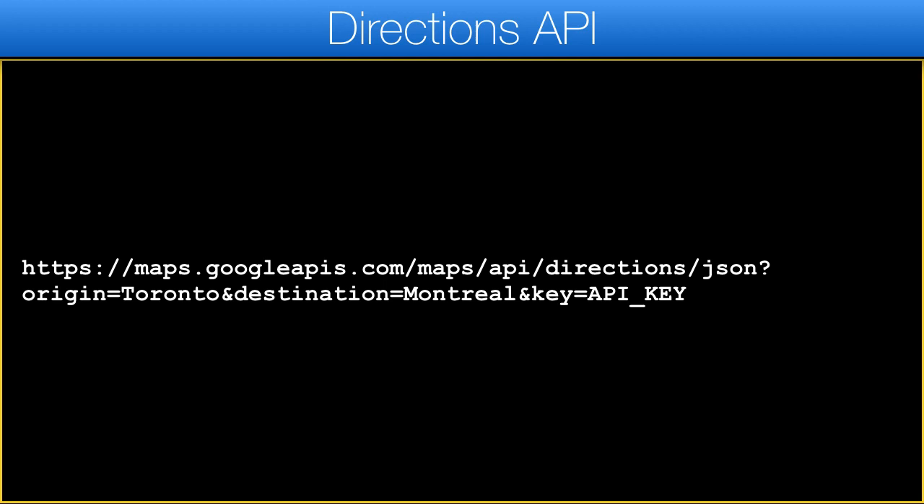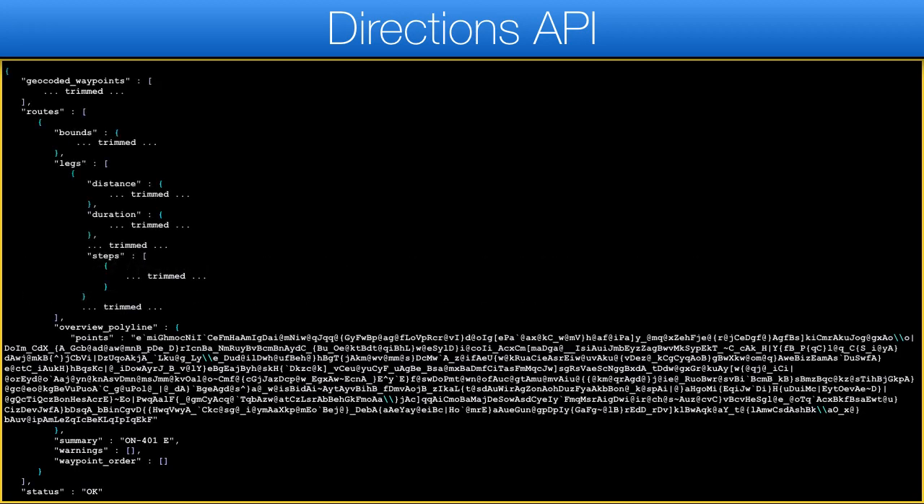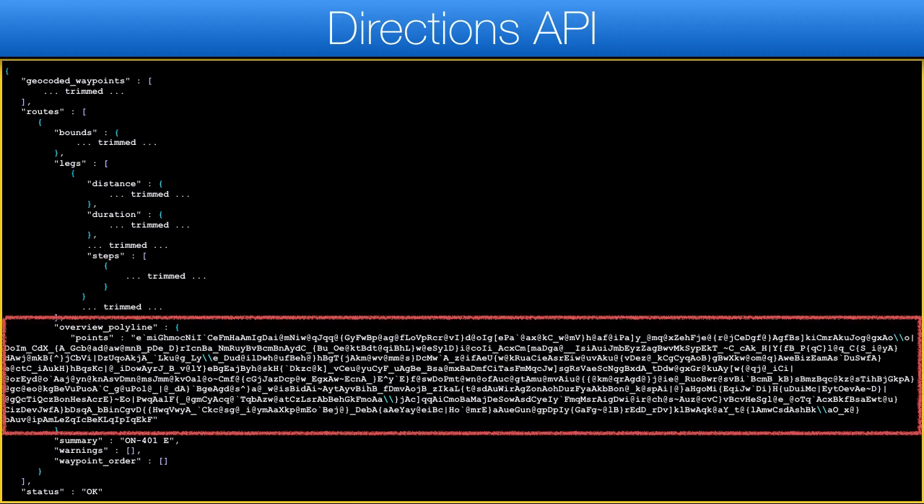This is the sample query from Google. Notice we can give the origin and destination values as longitude-latitude pair, which is what we'll actually do. The response is a bit large, so I trimmed a lot of it to give you a sense of what we are looking for. The one thing that matters to us from the response is the overview polyline entry, which seems like a bunch of gibberish, but it isn't.